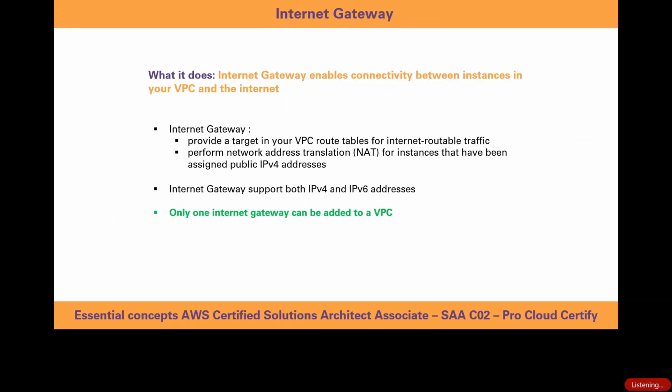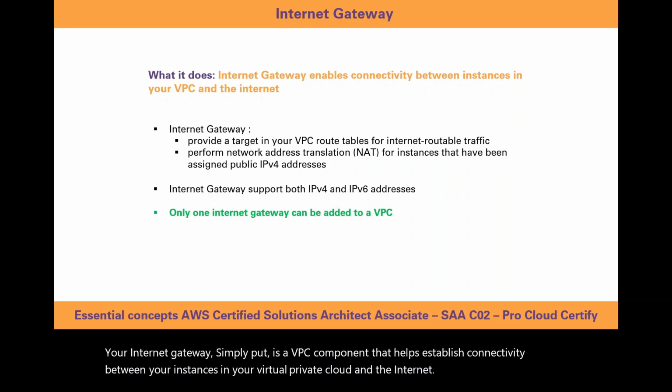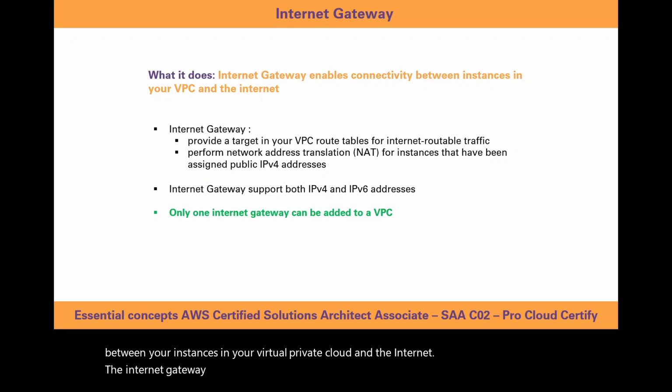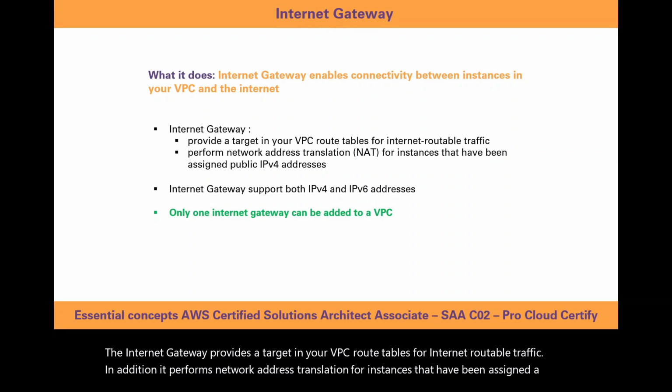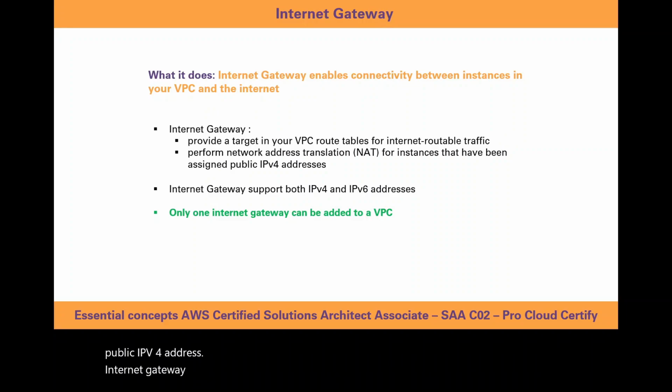Your Internet Gateway, simply put, is a VPC component that helps establish connectivity between your instances in your virtual private cloud and the internet. The Internet Gateway provides a target in your VPC route tables for internet routable traffic. In addition, it performs network address translation for instances that have been assigned a public IPv4 address. Internet Gateway supports both IPv4 and IPv6 addresses.